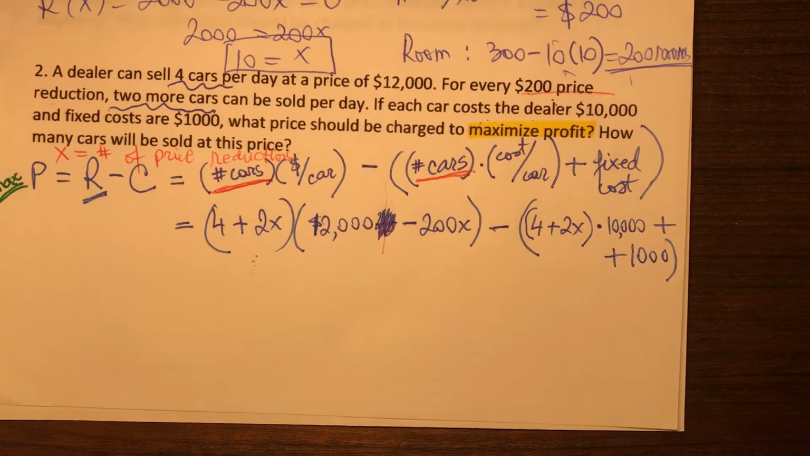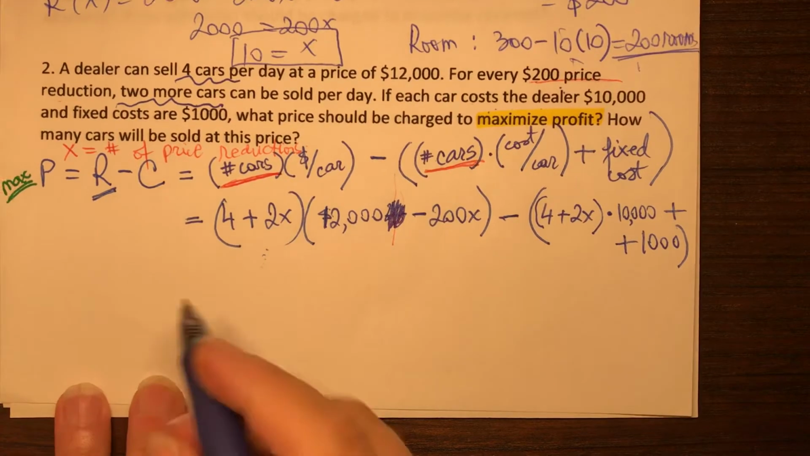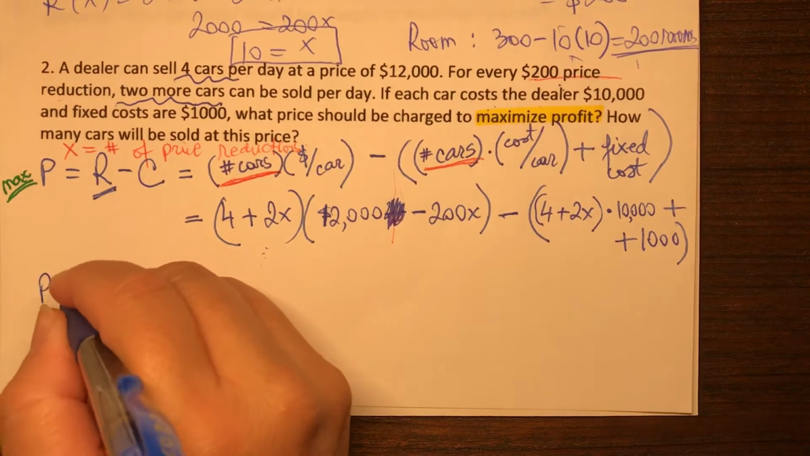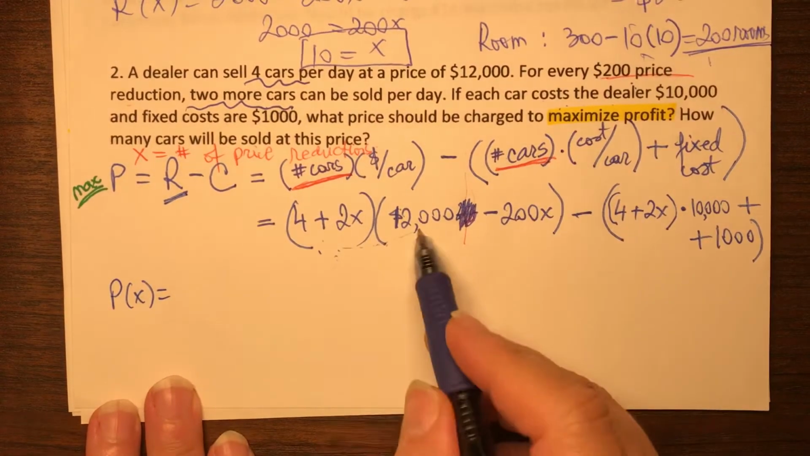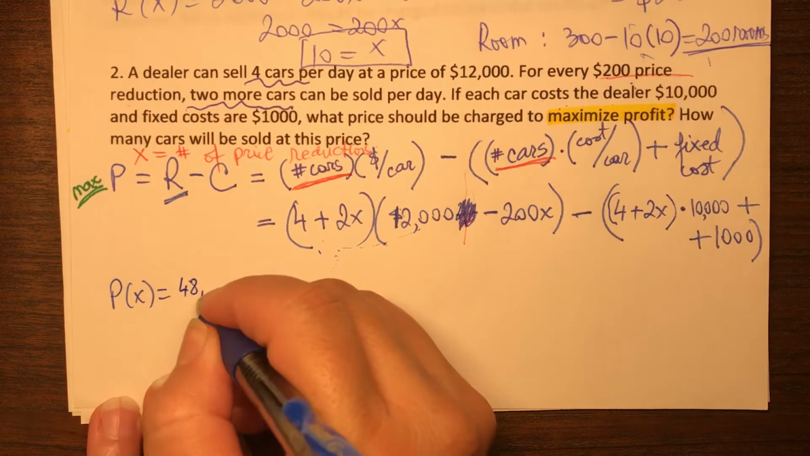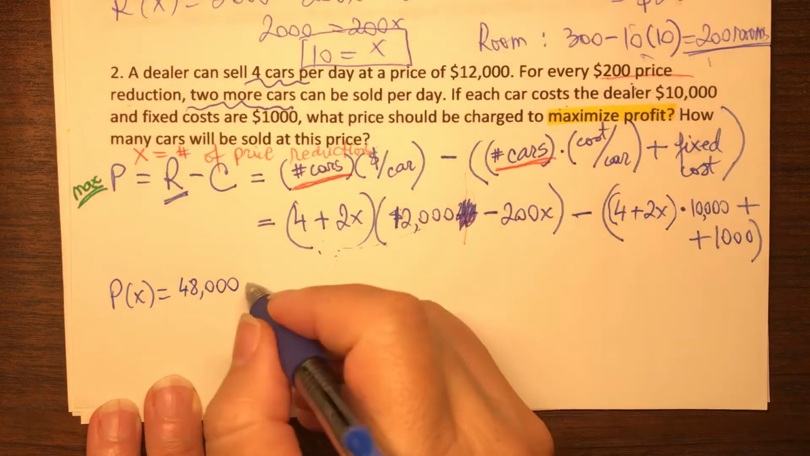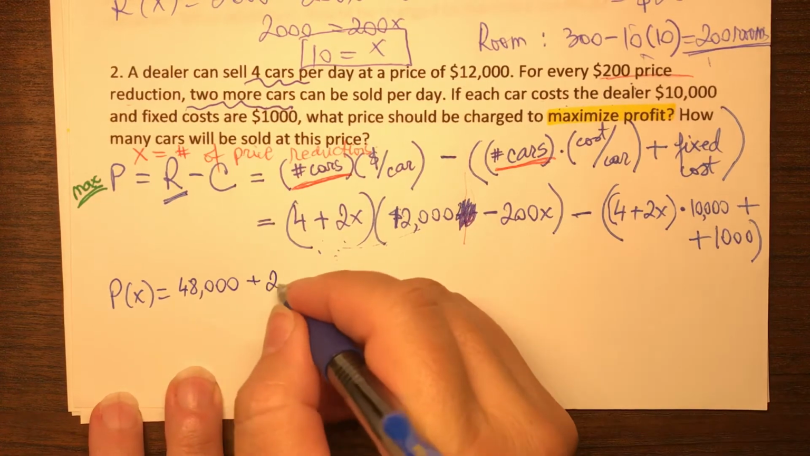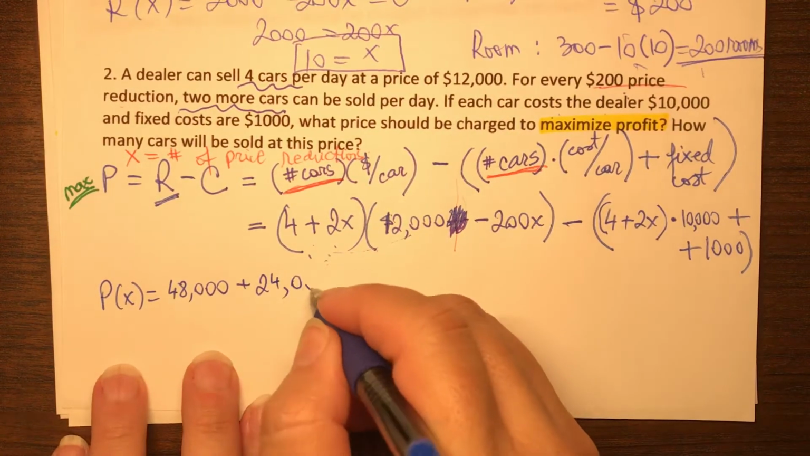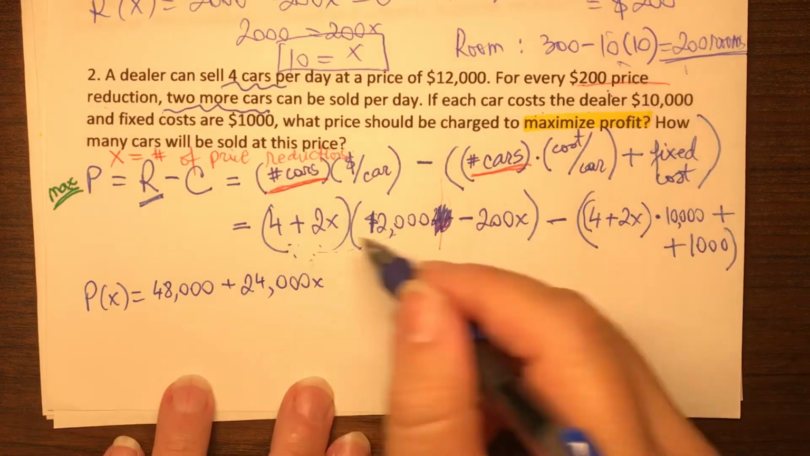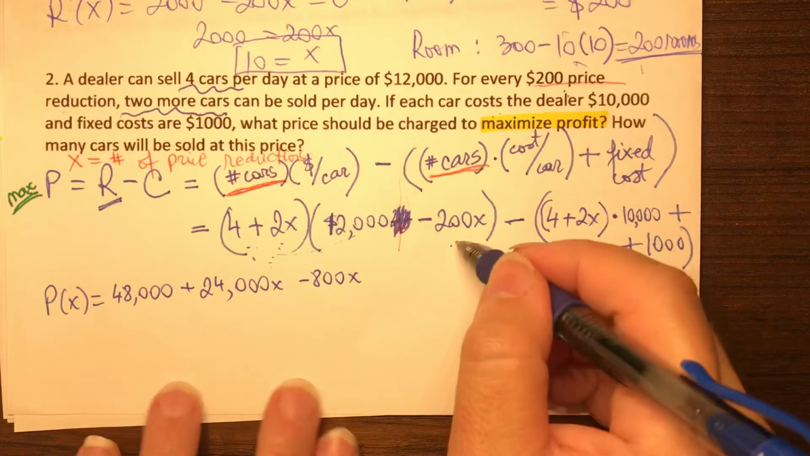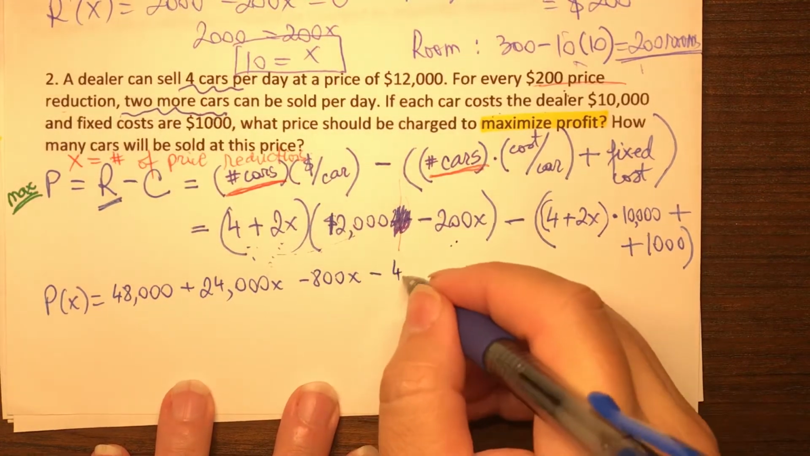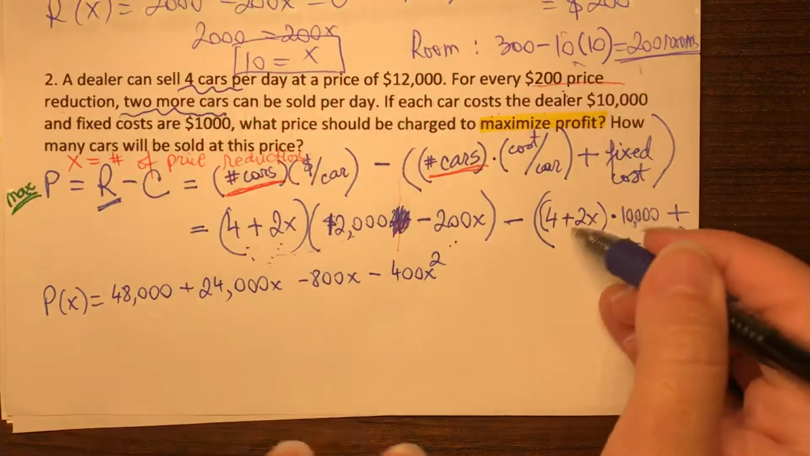All right, so there you go. This is the function. Let's just put it together. So I'm going to start right here because it's a lot of distributing. So I have 4 times 12,000 is 48,000. Plus 2x times 12,000 is 24,000x. And then 4 times negative 200x is negative 800x. And then 2x times negative 200x is negative 400x squared. And then don't forget this minus.